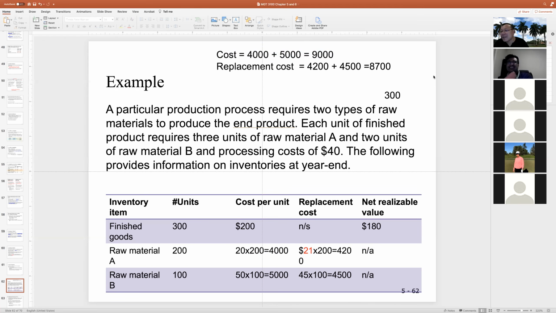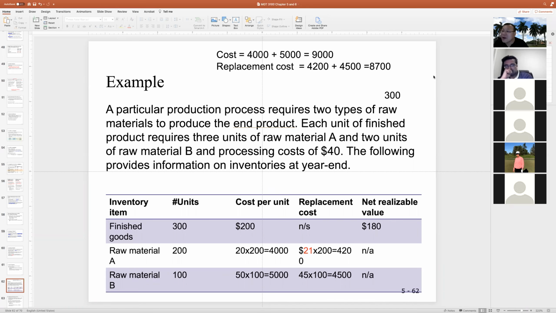So in the midterm, I will definitely not put you into that kind of situation, struggling with which one to go with, replacement or net realizable. Generally speaking, the IFRS and IASB want us to use the net realizable value for resale items, for the inventory.